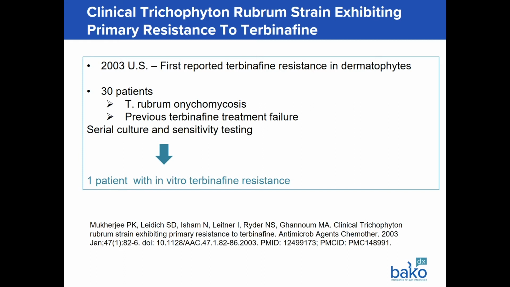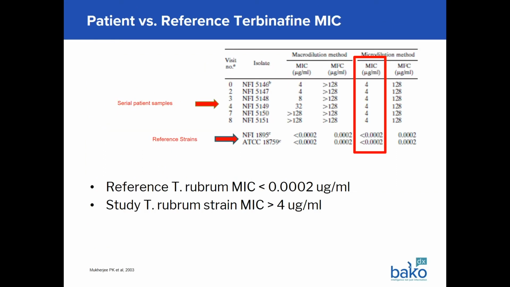This is just speculation, but the reasons the others couldn't be confirmed to have terbinafine resistance could be due to the inherent difficulties associated with performing fungal culture and sensitivity, which is something we're going to talk about a little later. This table shows the MIC of the patient samples versus reference strains. At the bottom, you see the reference strains had very low MIC, down to 2/10,000ths of a microgram per milliliter, whereas the patient samples showed high MIC, indicating resistance.